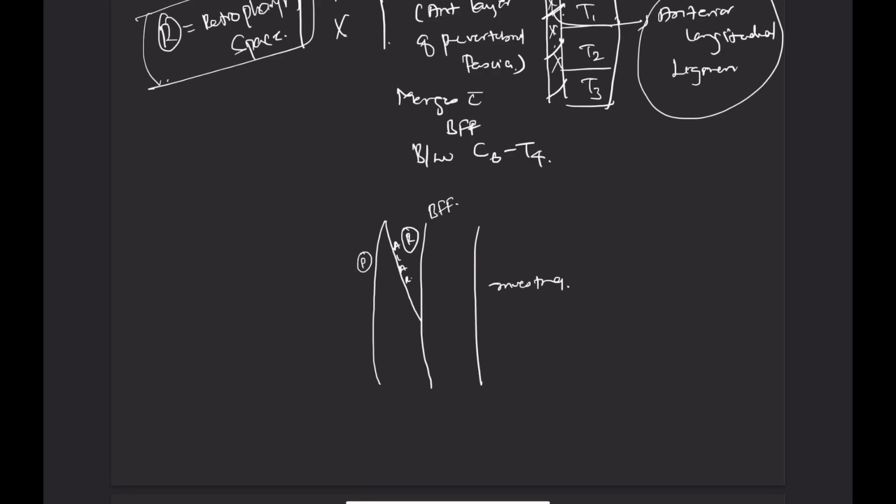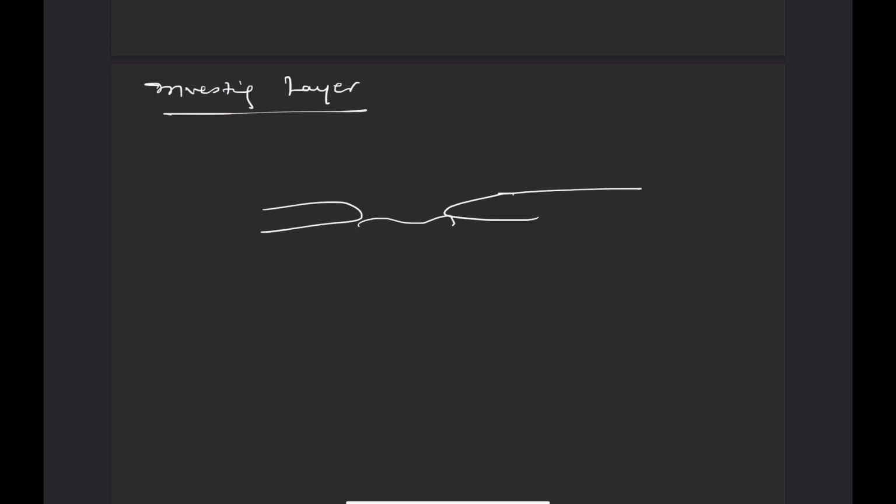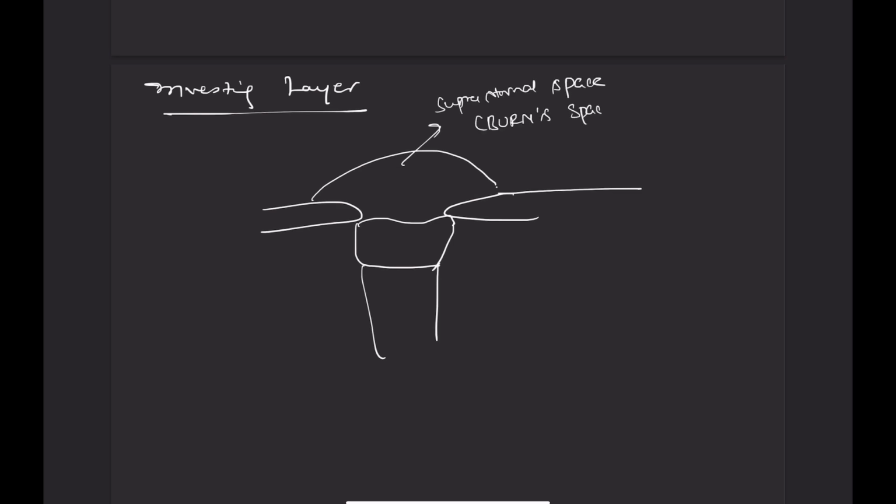Now coming to the investing layer. Remember, it has two spaces. If this is the clavicle and this is the manubrium sternum, the space here is called the suprasternal space, which is also called the Burns space. And this is called the supraclavicular space.